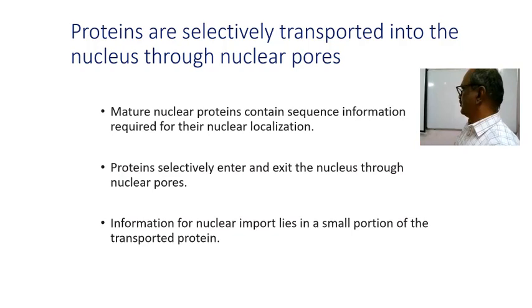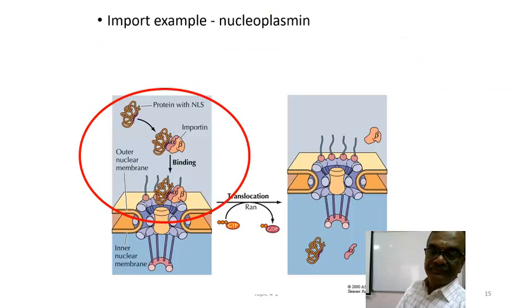So many, it is a continuous exchange. Okay, so it happens in a micro fraction of a second. It doesn't take much time to move in and out of the cytoplasm. For that, what is needed? So for import, for example, one of the proteins is called nucleoplasmin. Okay, nucleoplasmin is one of the proteins.